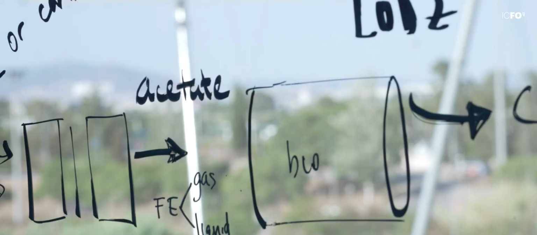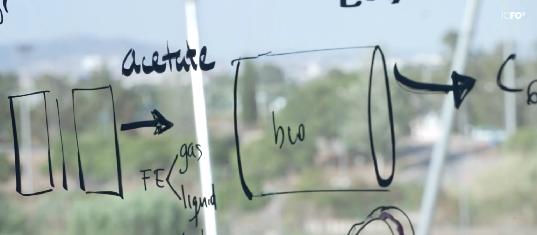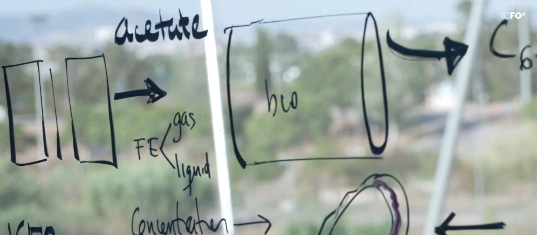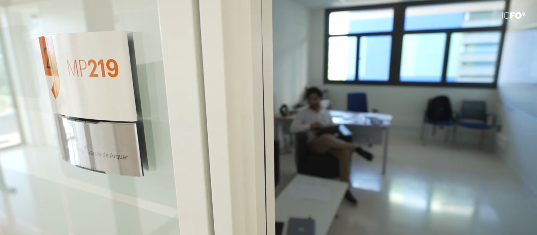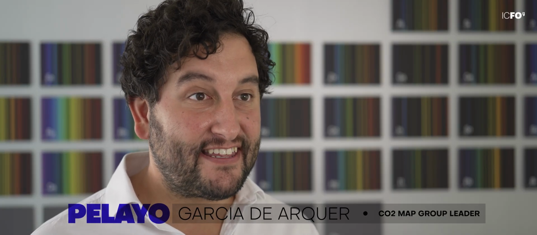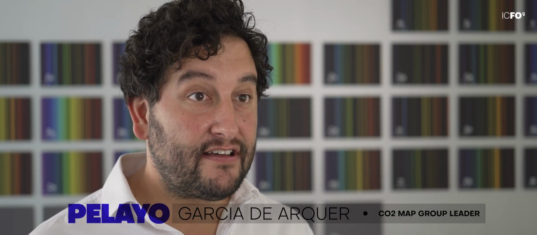As a kid, I always wanted to be an inventor. Now, I am happy to be fulfilling my passion for discovery to develop clean energy technologies. Hello, my name is Pelayo García de Arquer, and I am the leader of the CO2 MAP here at ICFO.